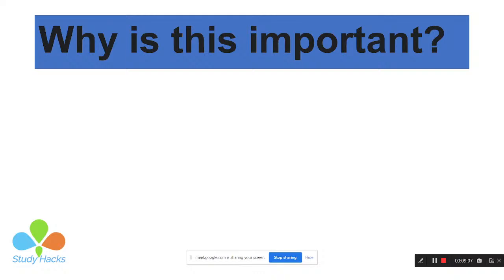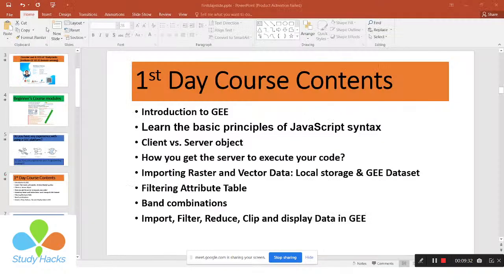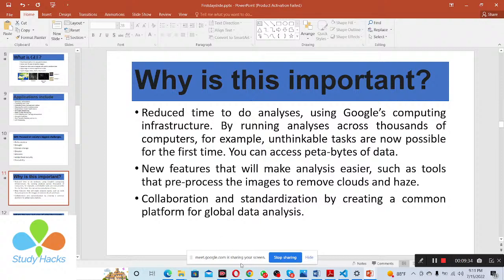But when you use a machine learning method in the Google Earth Engine platform, you can easily get the land cover classification map very quickly and efficiently. Within 1 minute or 30 seconds, you can get the result of the land cover classification. So first of all, it reduces analysis time. We can do a lot of tasks very quickly and efficiently.